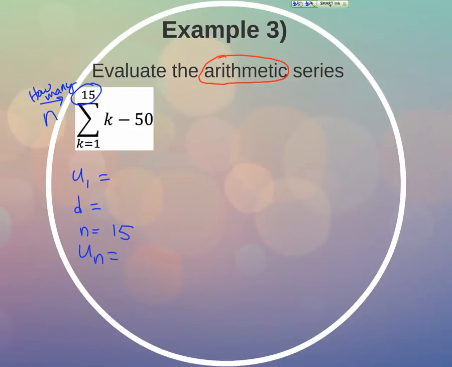I don't know the common difference yet. I don't know the first term. I don't know the last term. But it's really not that crazy to find them. Because for the first term, I have to put 1 in for k here. So to find the first term, that's just when I plug 1 in here. So 1 minus 50 is negative 49. That's my first term.